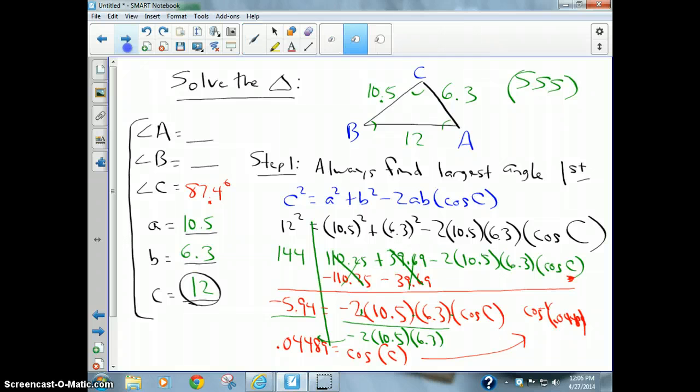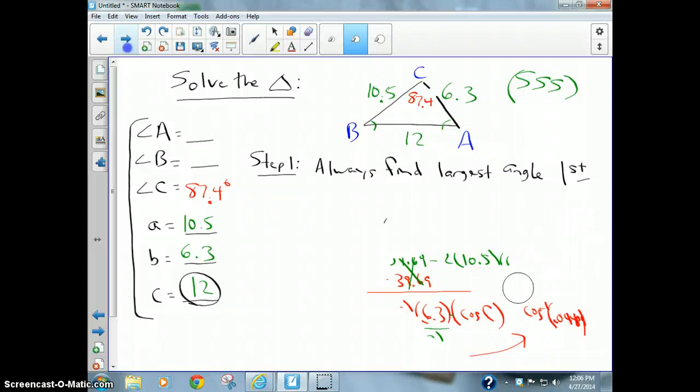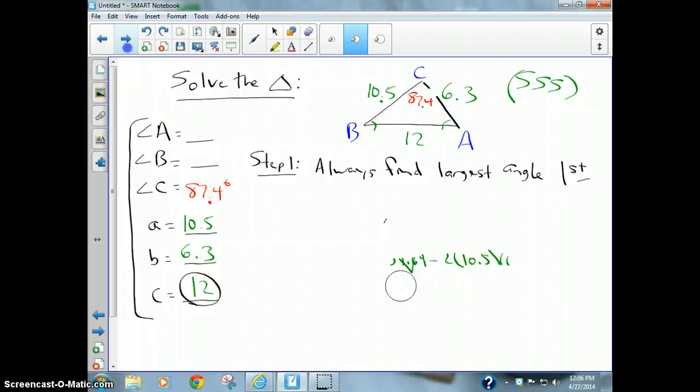You know angle C is 87.4. All right, good. So now that you've got an angle measure, you can use the law of sines to find the rest of it. So I'm going to erase all this. Now that I found my largest angle first, let's just use the law of sines to find the rest of them. That will be easiest.